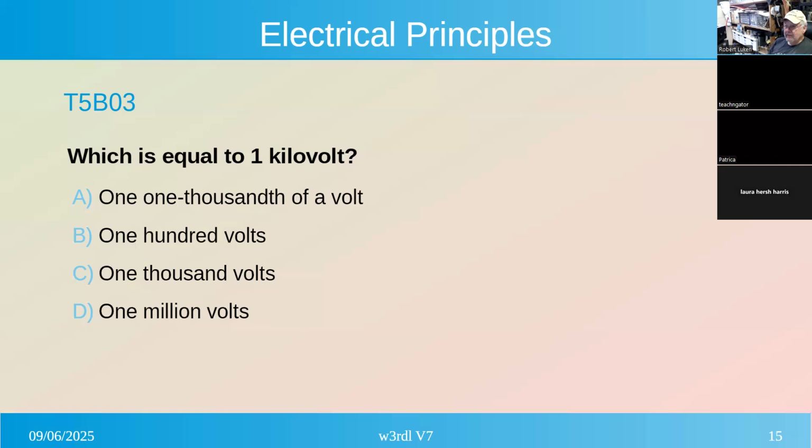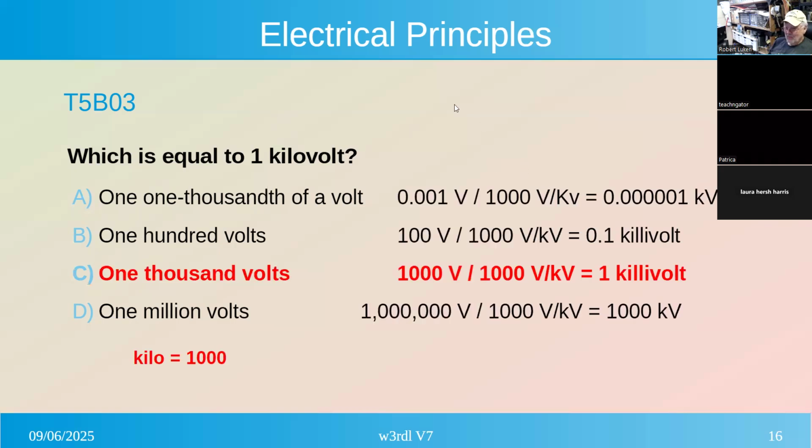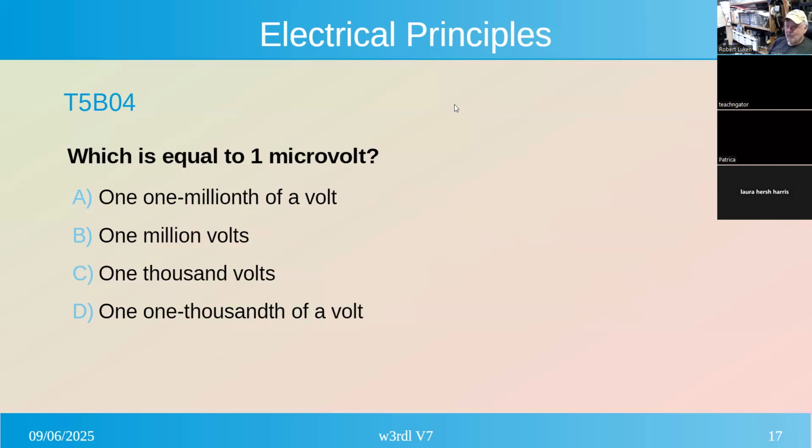Okay. Which is equal to 1 kilovolt. Kilovolt. And remember, a kilo, even though it's a small k, is 1,000 volts. So we got the answer, Charlie. See if you were paying attention. Yes, I was. That one's familiar though, because of kilobytes in the computer also. Kilo is 1,000. So which is equal to 1 microvolt? Remember, a microvolt is a small amount.